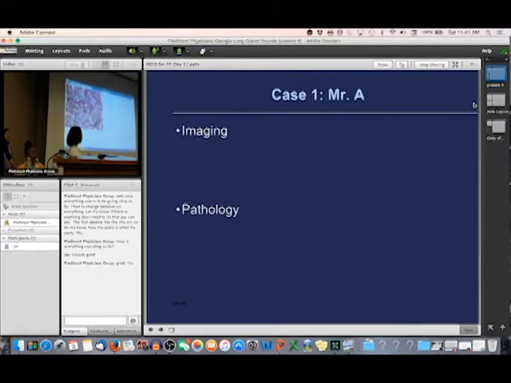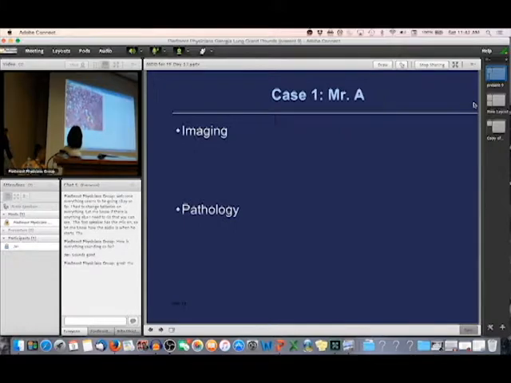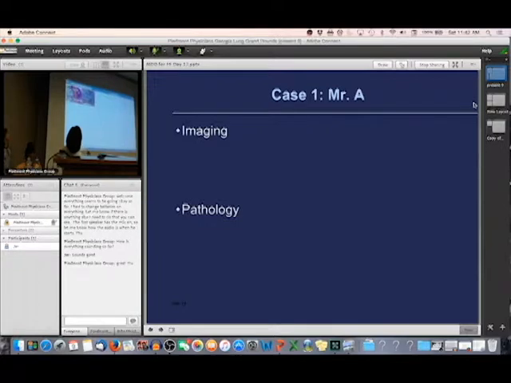So in our case, we were talking about our UIP type of pattern. So here we go. You guys probably saw this earlier this morning. Here we have the honeycomb appearance, or multiple back-to-back cysts. Normally you would have airways that look like this, but when you have honeycomb, your airways are destroyed and they become dilated cystic spaces that are filled with mucin. So that's our honeycomb change.